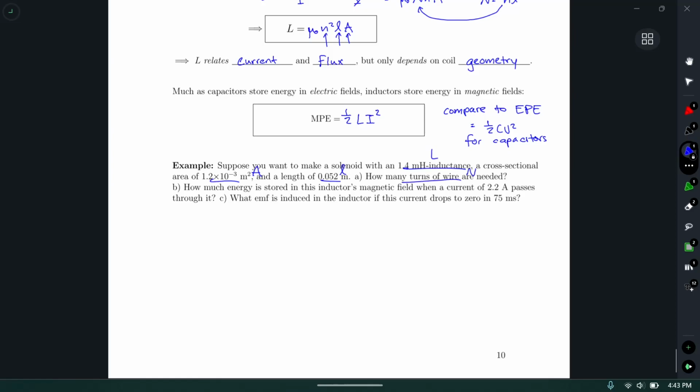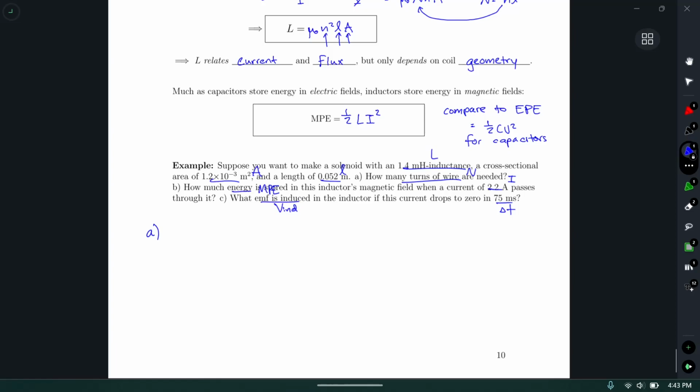We use capital N for the number of turns, and then we'll go ahead and label for part B and C: how much energy? We labeled that as magnetic potential energy when we have a certain current flowing through, and what EMF is induced if that current drops to 0 in 75 milliseconds. So that's going to be our time that passes. For part A, we have information about the inductance and then the geometric properties of our solenoid.